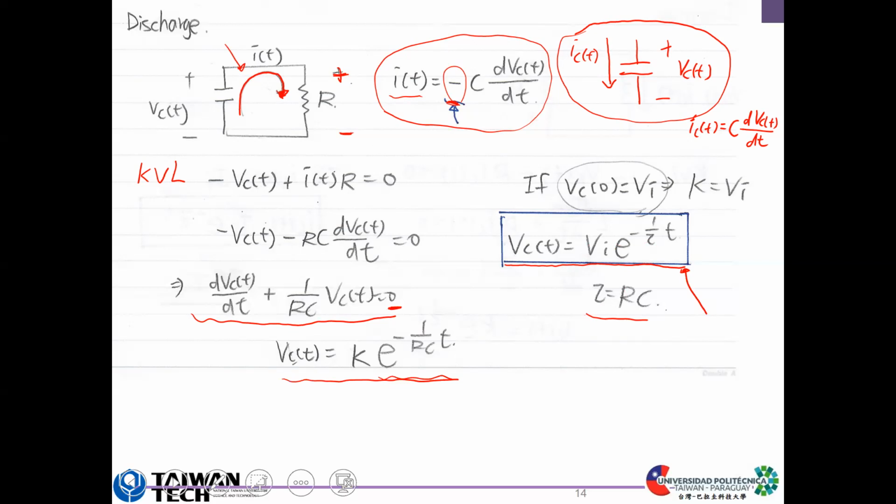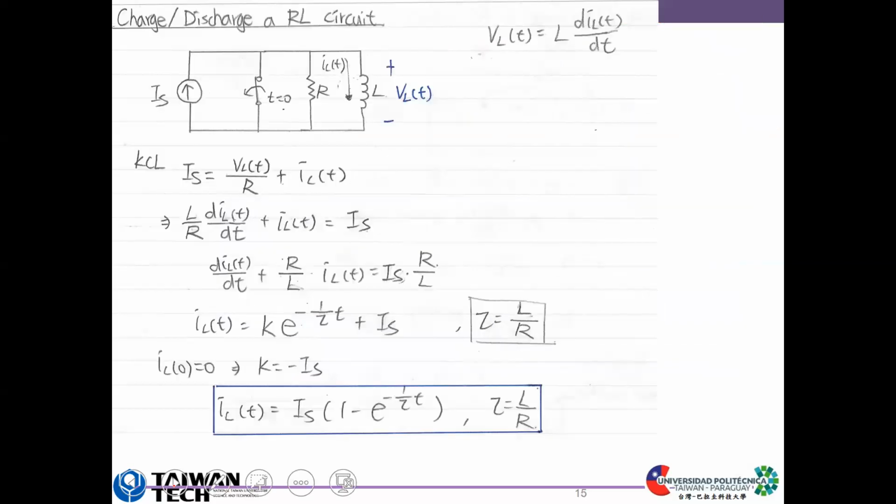Then we are going to review the discharge of an RL circuit. This switch is initially closed. If this is closed, the current will all flow into this branch. When t equals 0, it is open, which means the current will flow in this direction when t is larger than 0. It also flows into this, we call this i_R.